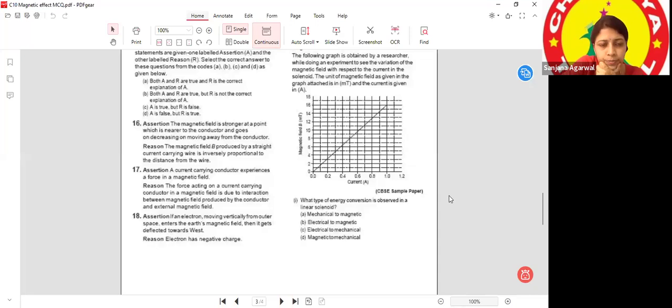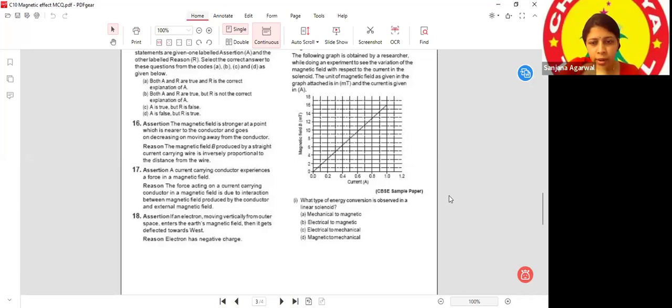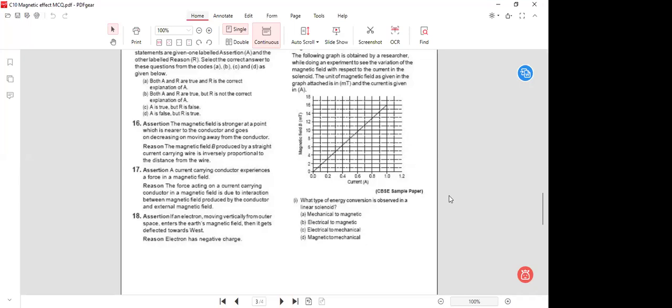Correct. 17. A current carrying conductor experiences force in a magnetic field. The force acting on a current carrying conductor in the magnetic field is due to interaction between the magnetic fields. Ma'am, both A and R are true, and R is the correct explanation. Fine, correct.